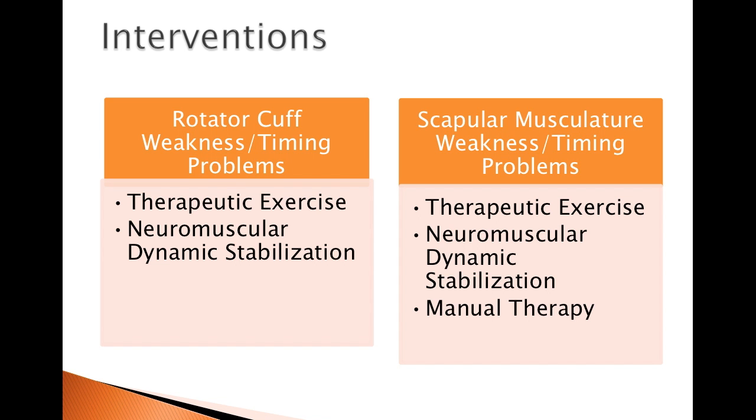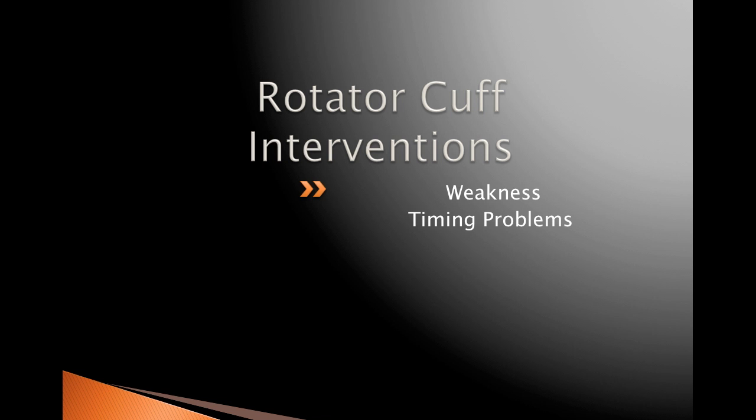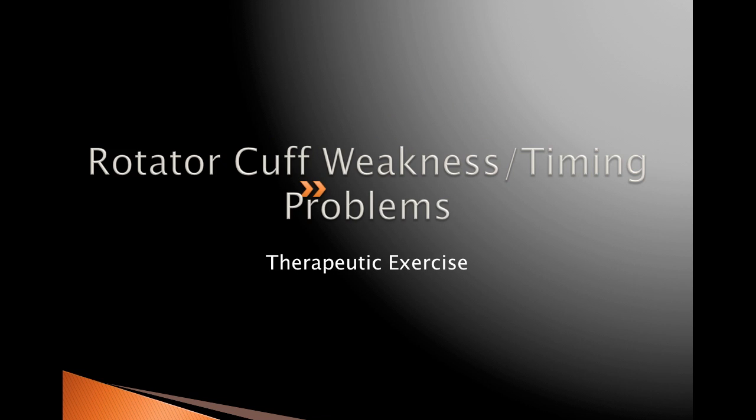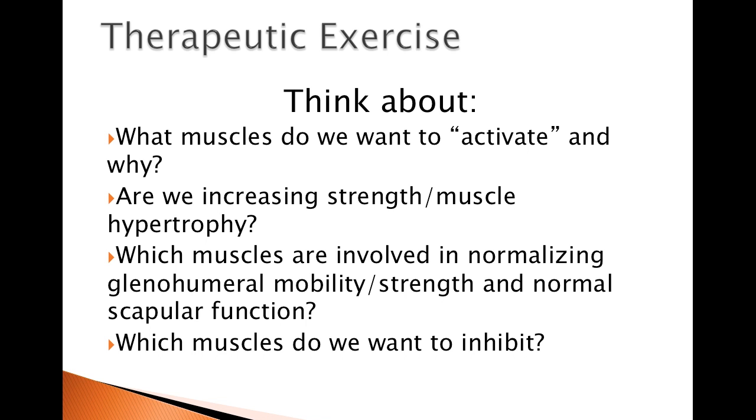So I've divided the interventions to those primarily focusing on the rotator cuff, and those focusing on the scapula and its surrounding musculature. I will include manual therapy under scapular interventions, even though much of it is for both. So first, rotator cuff interventions for weakness and timing problems. Let's talk about therapeutic exercise first.